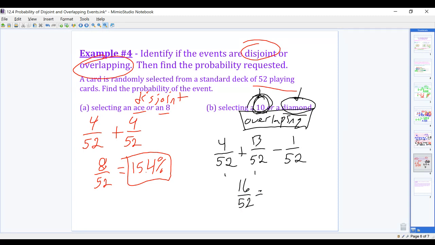And we've seen that one before. It was like 30.8% of selecting 10 or a diamond. Nice. Okay, there's one more. And it's not in your notes, I understand.